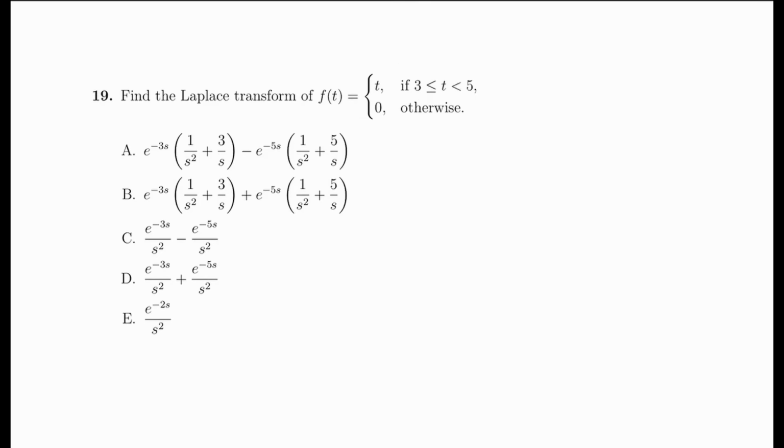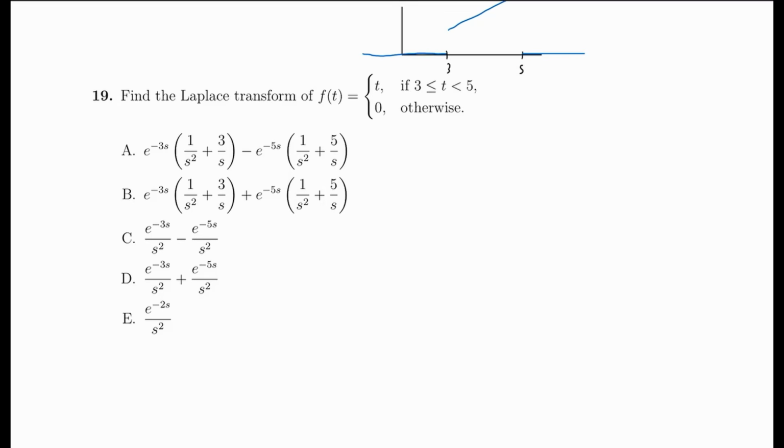In number 19, we're asked to find the Laplace transform of this piecewise function. The first thing I like to do is draw these out. So up until we hit 3, we're at 0. So starting from really negative infinity, we're at 0. And then we hit 3. And then we go up to t. So that'll look something like this. And then after 5, we drop back down to 0.